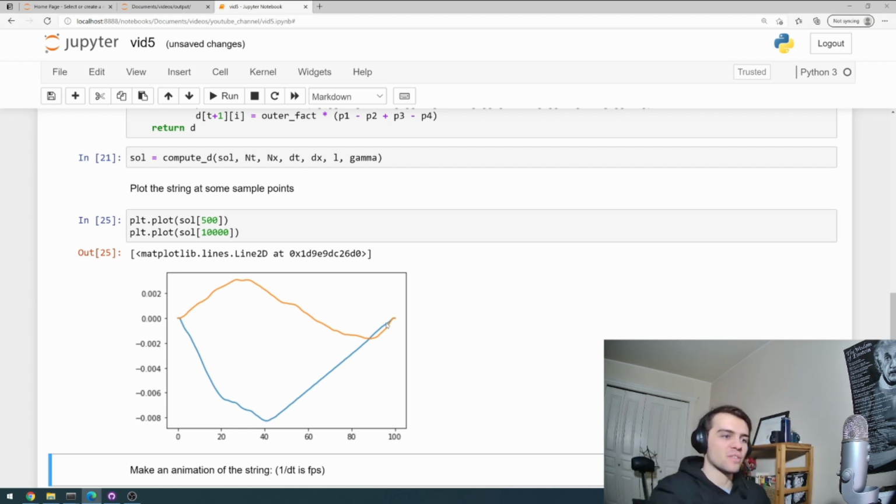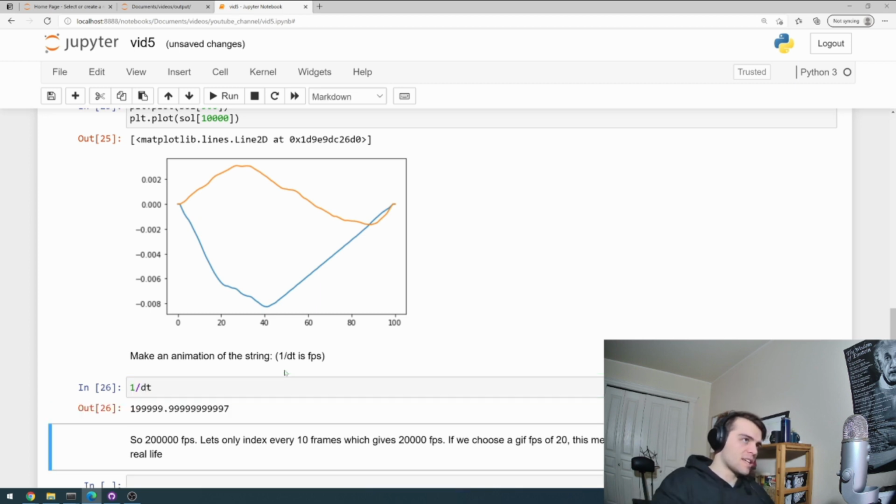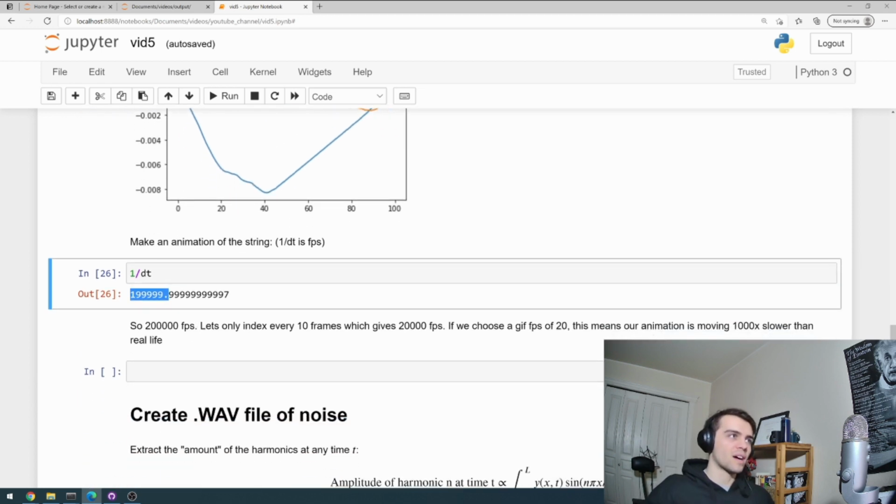But I want to create an animation of this because that's what's interesting. You have to be careful when creating the animation. You could create a GIF, but how fast is it going, and what's the frames per second, and all this. If I take 1 over dt, I get this 200,000 here. That tells me there are going to be 200,000 of these snapshots every second. So 1 second in real time is 200,000 of these rows, so it's 200,000 frames per second in real life.